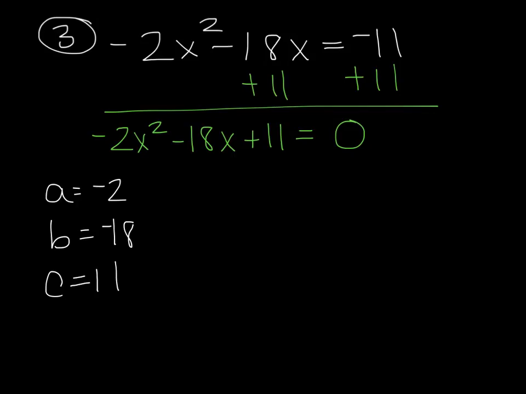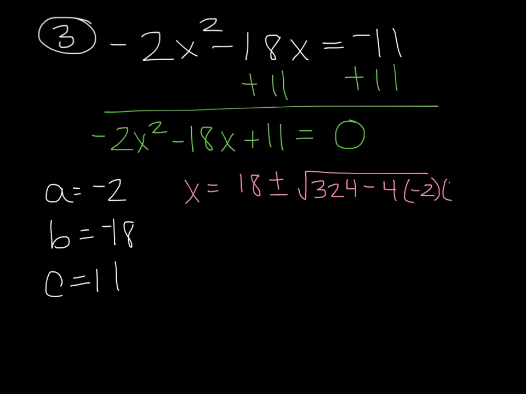Okay, start plugging stuff in. So x is going to be equal to negative b, so positive 18, plus or minus b squared. So 18 squared gives you 324, minus 4 times a times c. It's very important that you guys watch your signs when you do this. And then all over 2 times a. So negative 2 times 2 gives you negative 4.